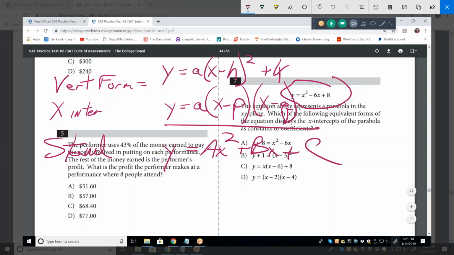To get it into vertex format, you might have to complete the square. And to be honest with you, I've never come across a problem on the SATs where you had to complete the square. It just isn't something that they test you on. But they do expect you to understand x-intercept format.